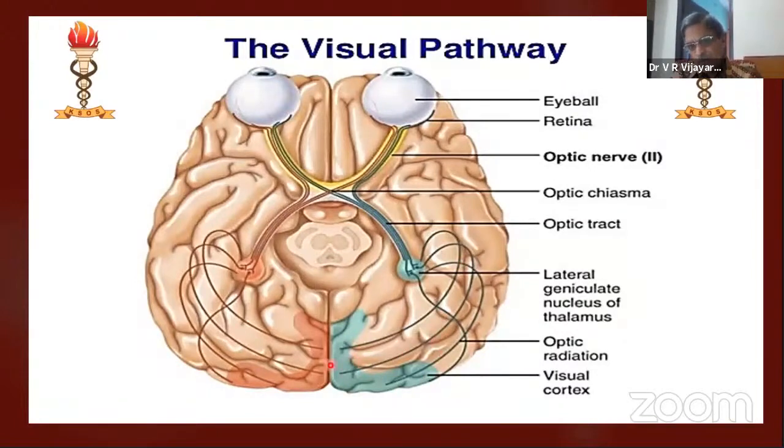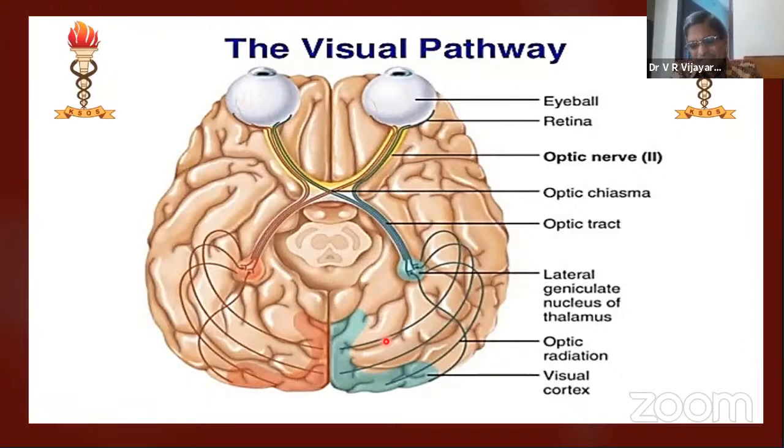Now it ends in the fourth layer of the occipital lobe. You have the visual cortex, where you also have layers A, B, C. It ends in the 4B layer. That is called the striate cortex. That is a layer called 4B.